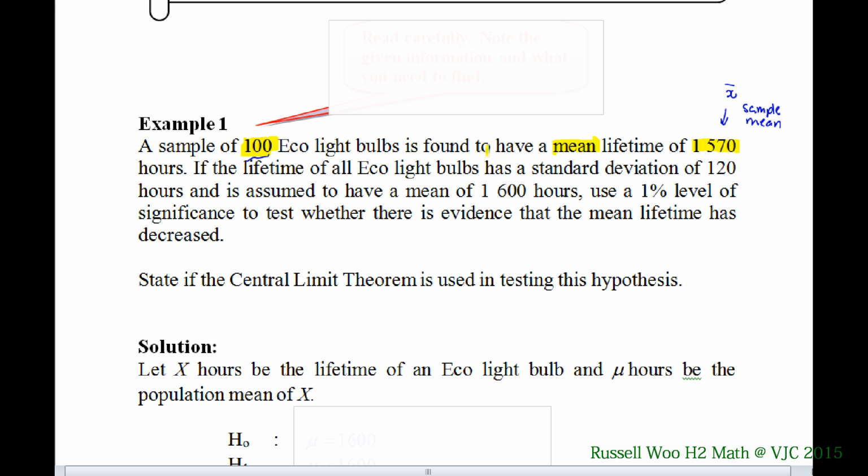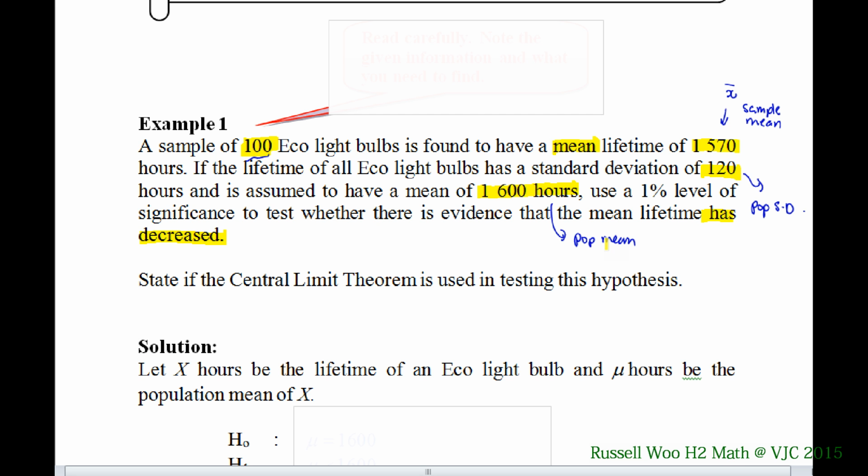If the lifetime of all bulbs has a standard deviation of 120, that means you assume this is a population standard deviation. The question gives you a population standard deviation, and it's assumed to be 1,600 hours. This is your population mean, and you want to test whether the population mean has decreased. That means it is now less than 1,006.